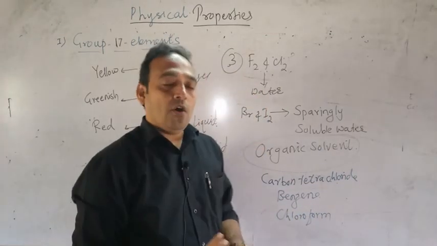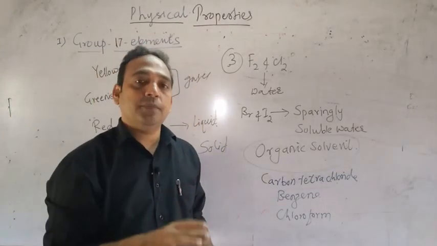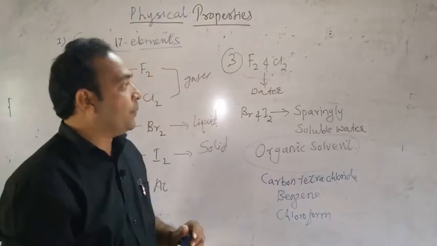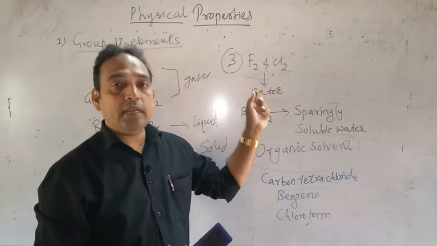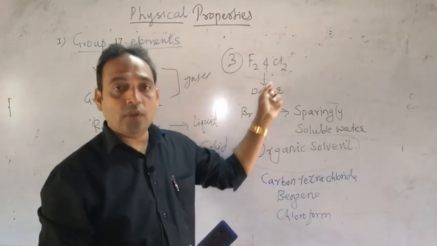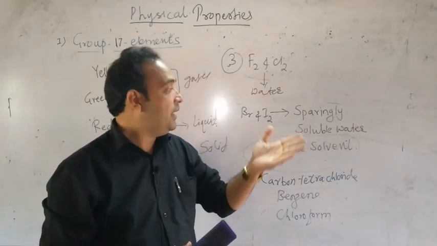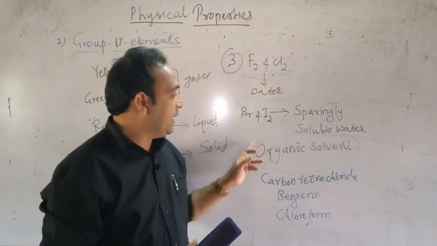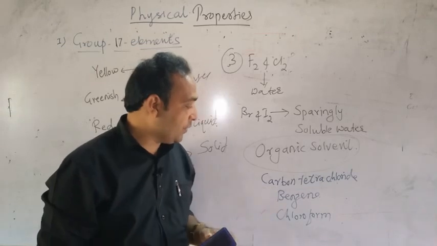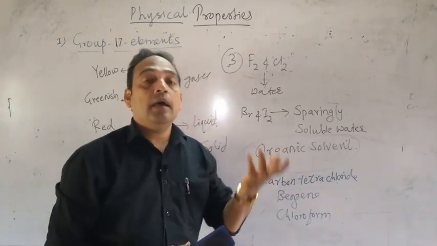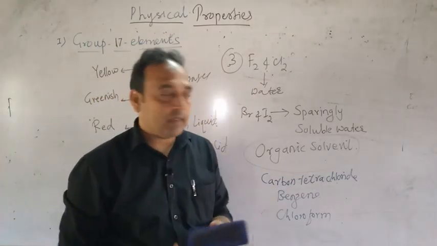And what is the role of an organic solvent? To dissolve the solute. Okay, now this is the third physical property of group 17 elements, that is fluorine and chlorine react with water. Chlorine is soluble in water. Bromine and iodine are partially, sparingly soluble in water, and they are completely soluble in organic solvents like carbon tetrachloride, benzene, chloroform, hydrocarbons, butane, hexane. All are examples of organic solvents.